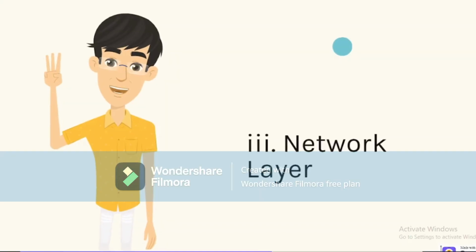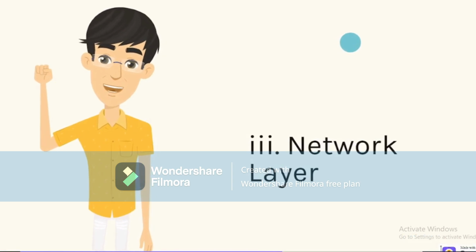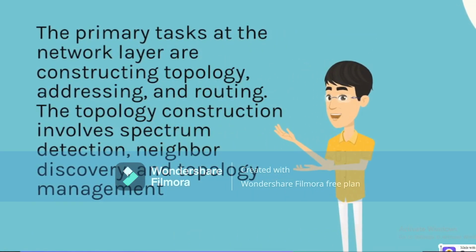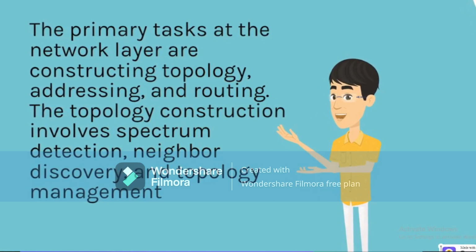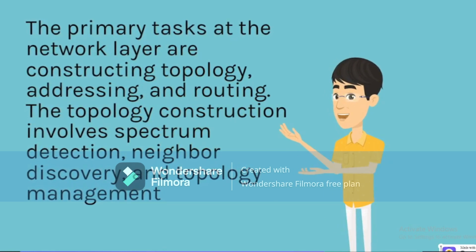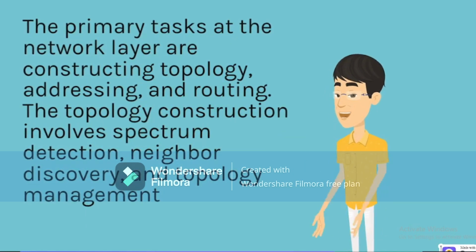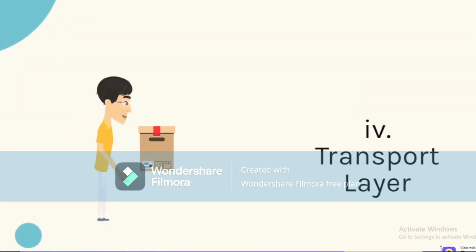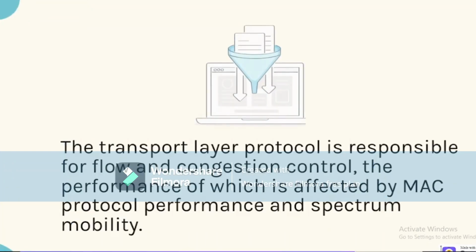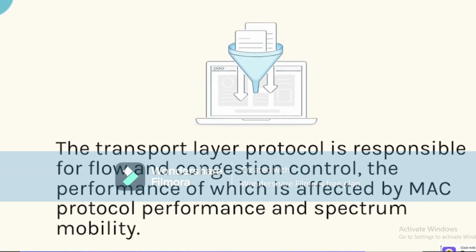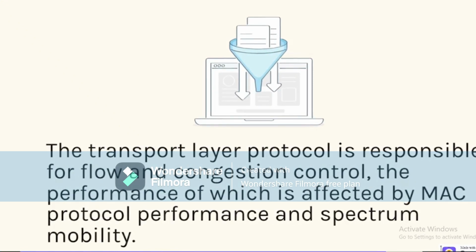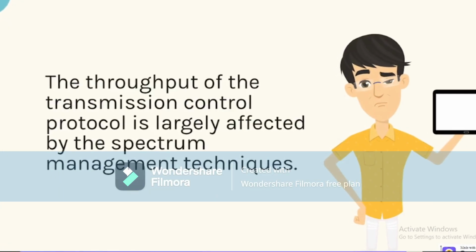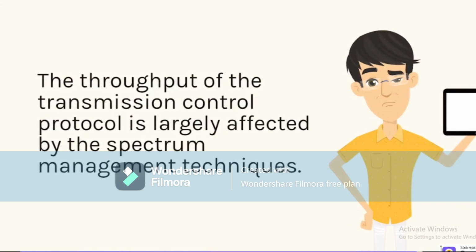3. Network layer. The primary tasks at the network layer are constructing topology, addressing, and routing. The topology construction involves spectrum detection, neighbor discovery, and topology management. 4. Transport layer. The transport layer protocol is responsible for flow and congestion control, the performance of which is affected by MAC protocol performance and spectrum mobility. The throughput of the transmission control protocol is largely affected by the spectrum management techniques.